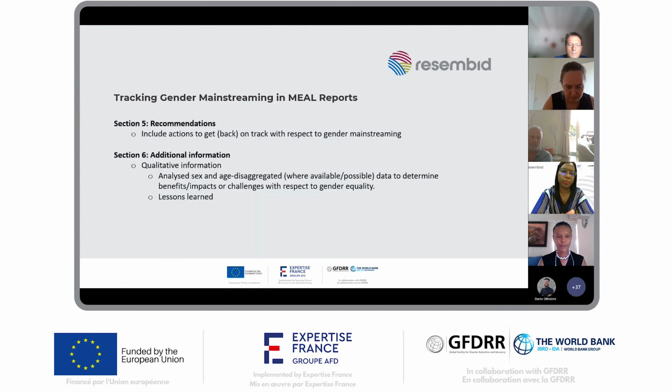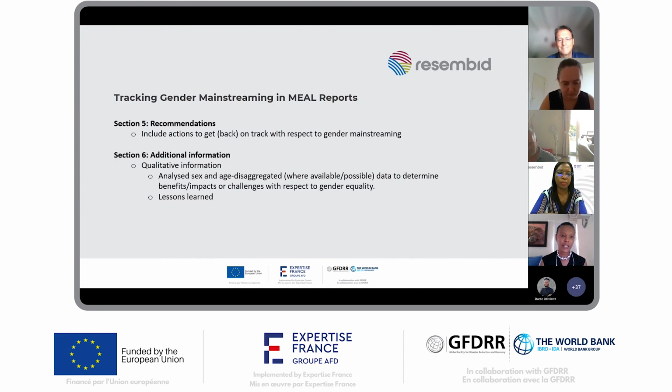And last slide, please. Right, so for section 5, recommendations. So intrinsic to the MEAL is the idea of taking corrective action where needed. So if there's a variance in your plan and actual activities, or if you want to put more effort into mainstreaming gender, then you include actions that get on track with respect to gender mainstreaming or get back on track with regard to gender mainstreaming. Because maybe you haven't factored it in before, but perhaps after this workshop today, you will take some efforts to do so. That is my hope.